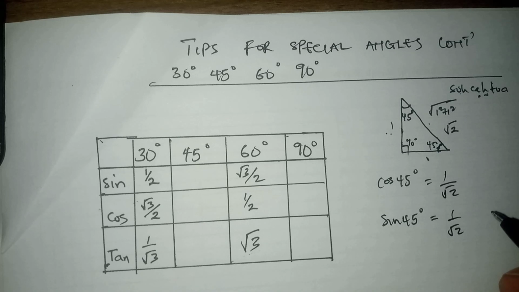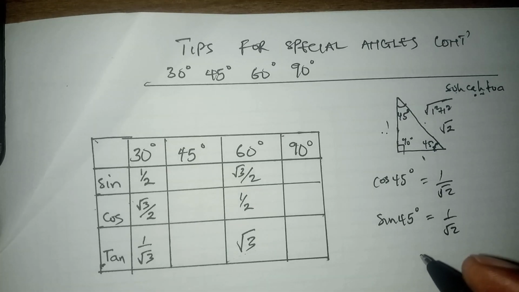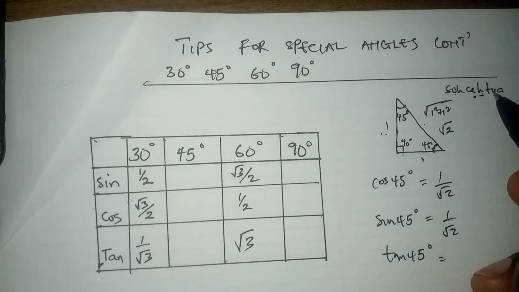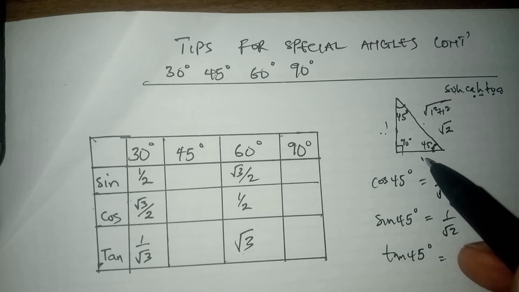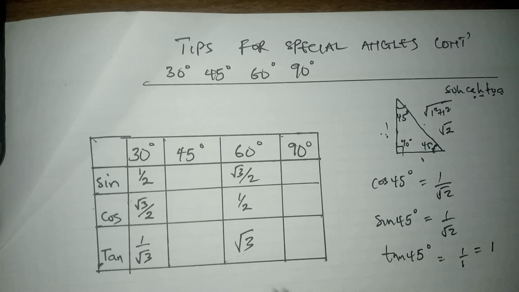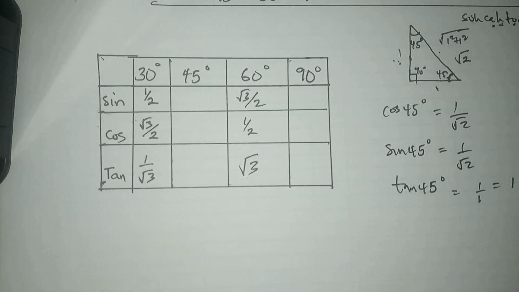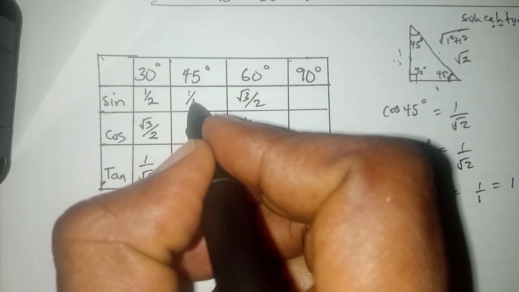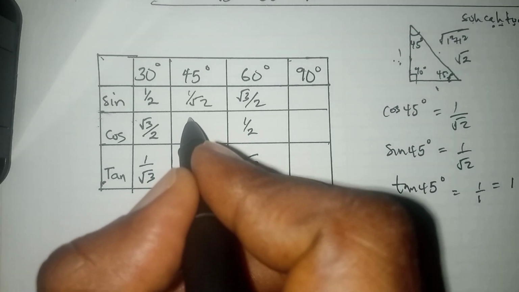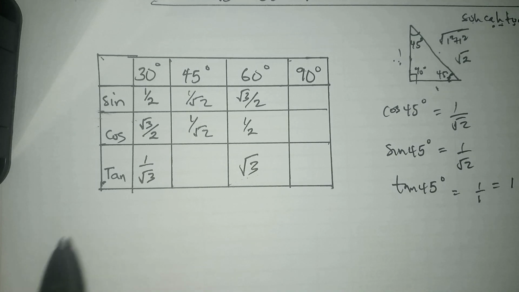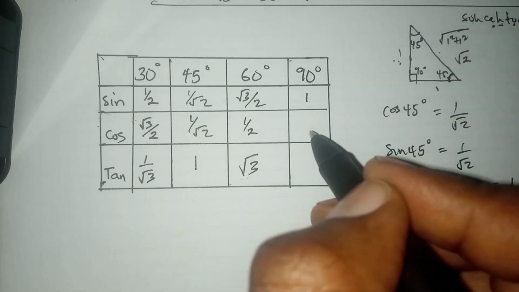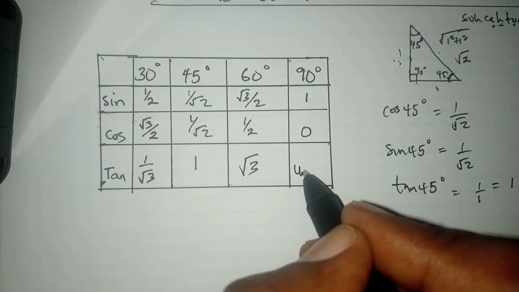What about tan 45? Tan is opposite over adjacent. What's the opposite? This. What's the adjacent? This. So 1 over 1, which is 1. All right, so we can now fill it in here. Sine 45 is 1 over root 2. Likewise, cos 45 is also 1 over root 2, and tan 45 is 1. And sine 90 is 1, cos 90 is 0, and tan 90 is undefined.